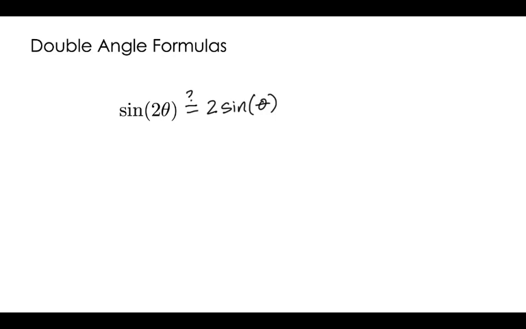We're going to spot check this with an angle that we know, just like last time. I'm going to pick theta to be something on the unit circle. 45, that would be easy. So we'll take sine of 2 times 45 degrees, and ask if that is equal to 2 times sine of 45 degrees. On the left, this is sine of 90 degrees, which we know is 1.